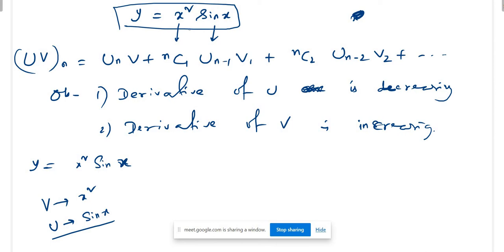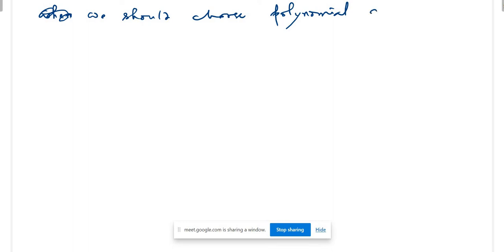So whenever a polynomial occurs, let me write that we should choose the polynomial function as v.